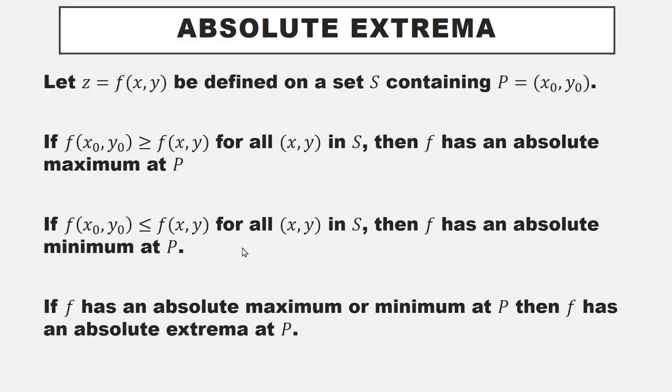Now, an absolute minimum or an absolute maximum is called an absolute extrema. So if f has an absolute maximum or an absolute minimum at point P, then we say f has an absolute extrema at point P. So extrema means either a maximum or a minimum. Absolute means it's that way in whatever set I'm defining my function on.